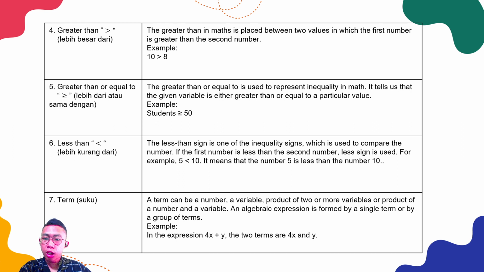Term. In Bahasa it is suku. A term can be a number, a variable, a product of two or more variables, or a product of a number and a variable. An algebraic expression is formed by a single term or a group of terms. Example: the expression 4x plus y has two terms, 4x and y.